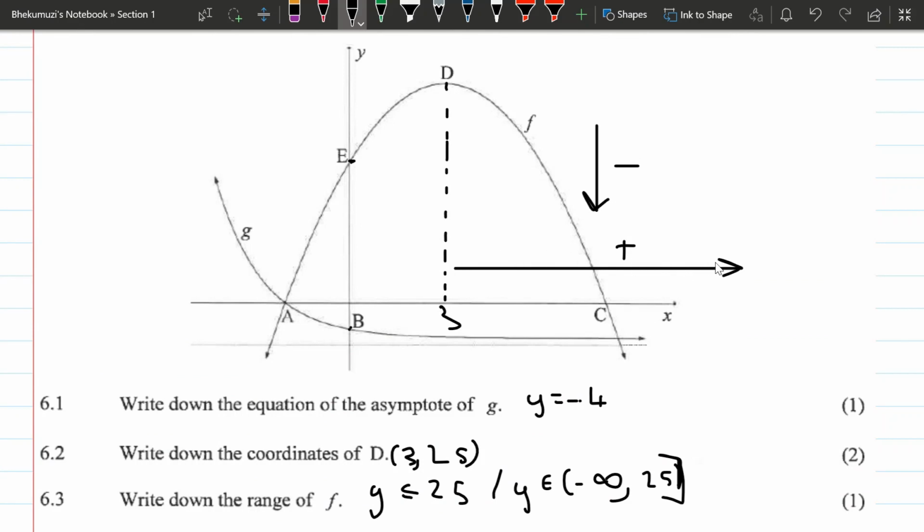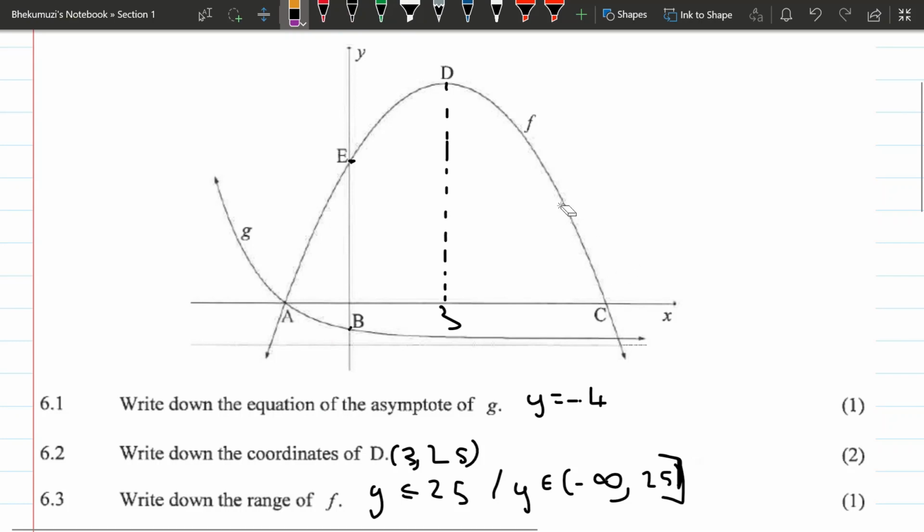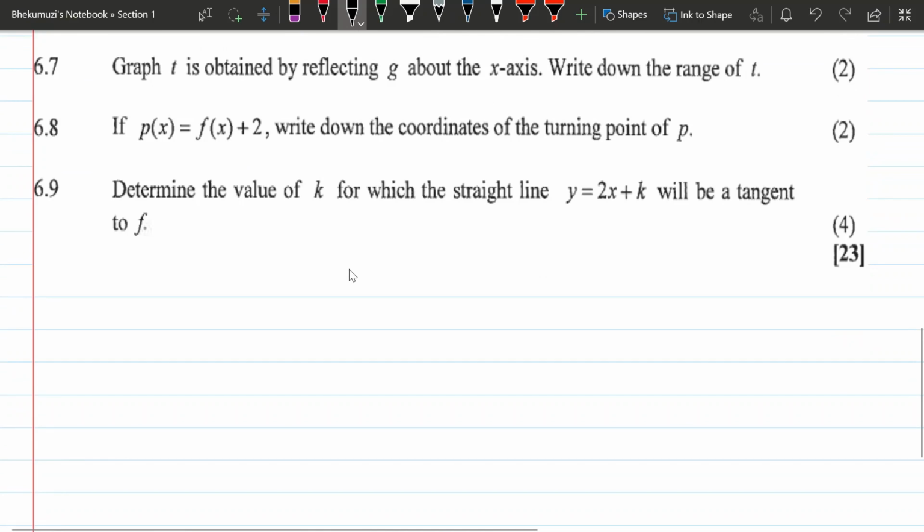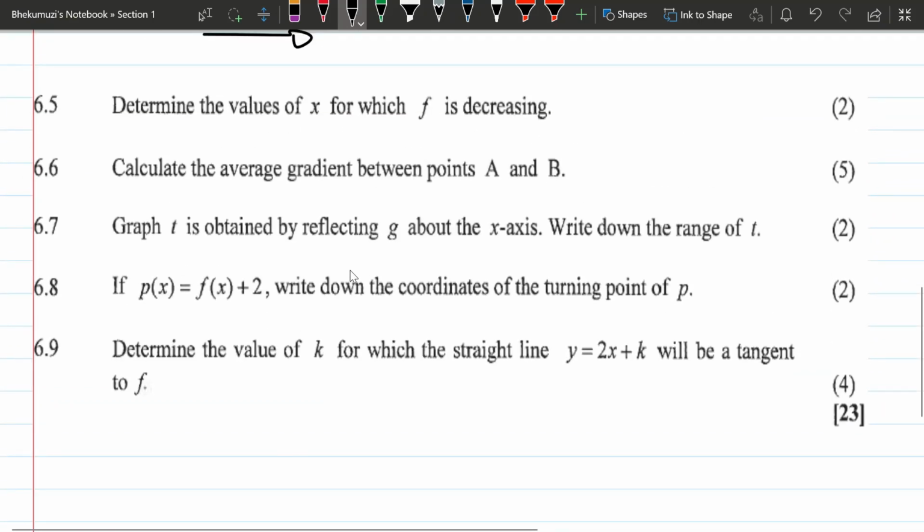From 3 to infinity. But when you think of it, do we include 3? No, we don't include 3, because this is a turning point. And at a turning point, there's no increase or decrease. So hence, we say when x is greater than 3, then we would find that obviously we would have a decreasing function of f.